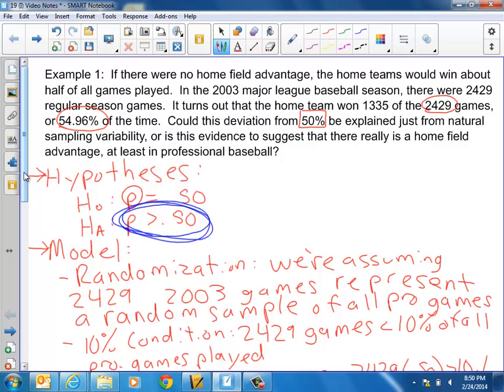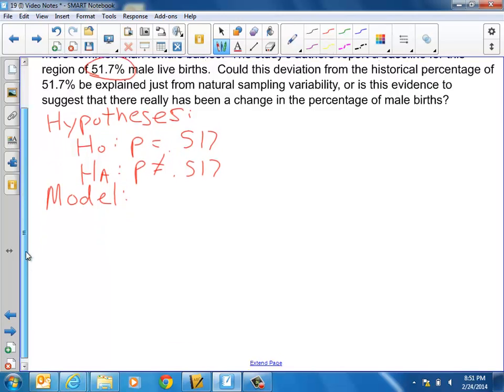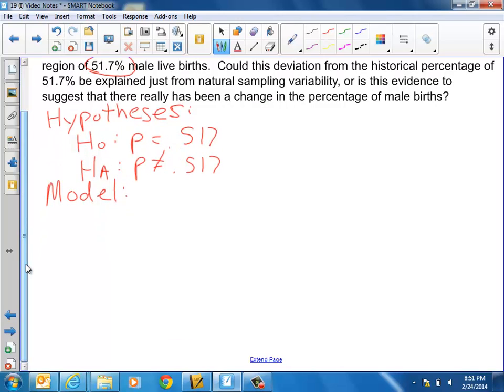Last slide we wanted to see if home field advantage was a thing. We wanted to see if the percent of the time that you're going to win when you're at home is greater than 50. That's a home field advantage. Obviously, a home field disadvantage would be that p would be less than 50%. Here we're checking to see if there is any deviation at all from this 51.7% baseline male birth rate that we know to exist in Punjab. Okay, so those are the hypotheses. Onto the model. This will look pretty much identical to what we saw last slide. We're using the same bell curve in the exact same way.